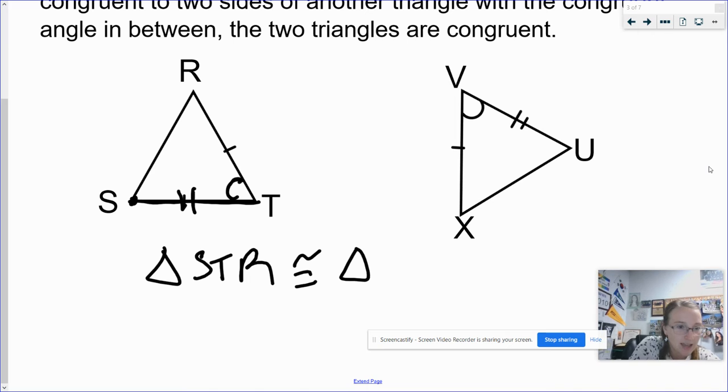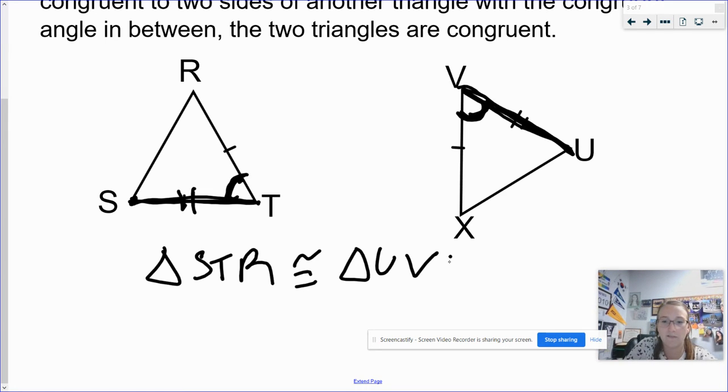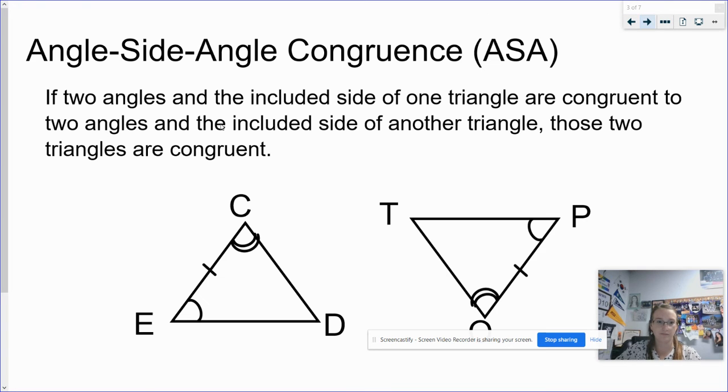So let's see. S to T is on my side that has two markings, so it's this one right here. That's going to be U to V because V is the angle that has the marking, and so does T. Therefore, X has to be last. They have to go in the right order.